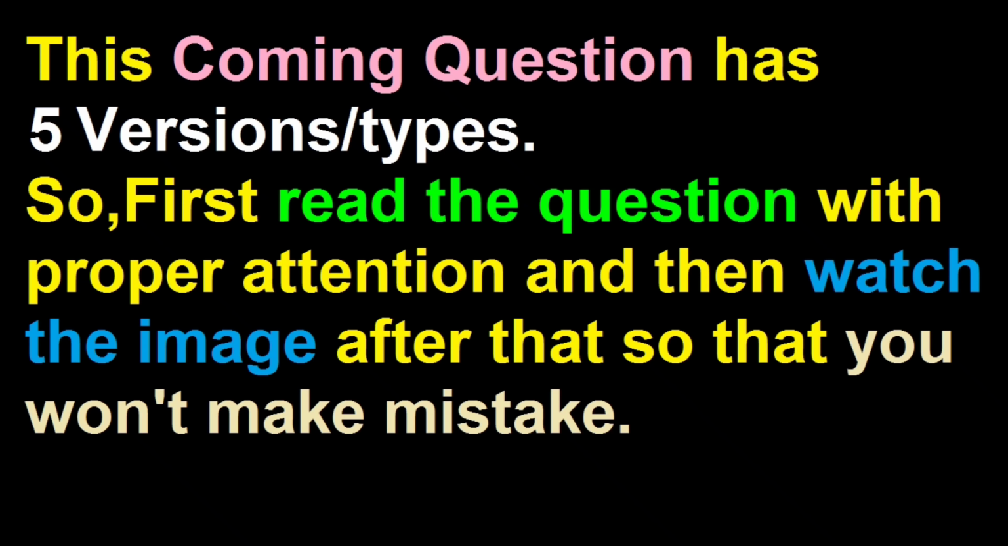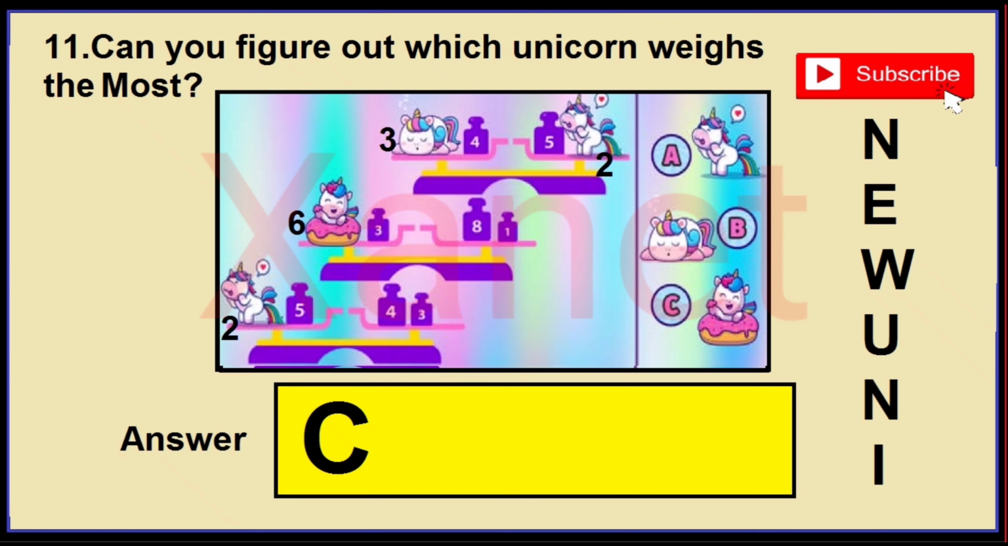Now this coming question has 5 different versions or types, so first you need to read the question carefully with proper attention, and after that you have to watch the image so that you won't make a mistake in this question number 11. For example, in version 1, first read the question. It asks here, can you figure out which unicorn weighs the most, and you must see the image. After seeing both, if you find the same as I have shown here, then the correct answer is C. So just click C if you find this sort of image and question.